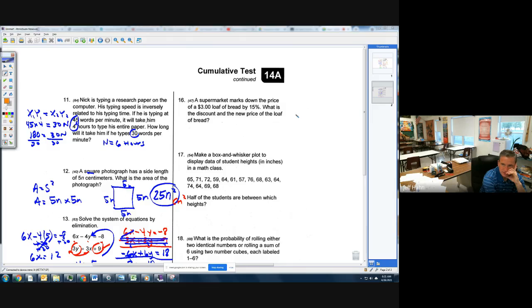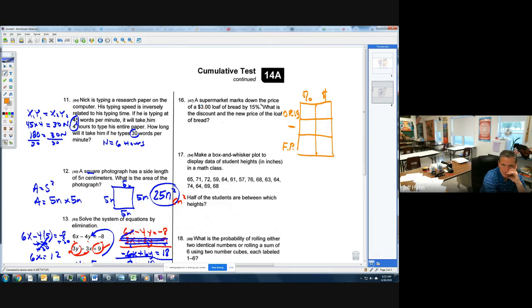A supermarket marks down the price of a $3 loaf of bread by 15%. What is the discount and the new price? Hopefully by now you are onto this little thing here. This is a discount. I'm going to do my percent box. And this is an original minus the discount equals the final price. So here's my percent, and here's what the price is.